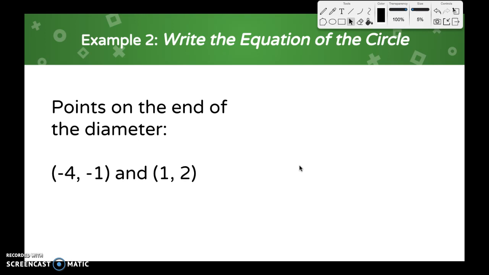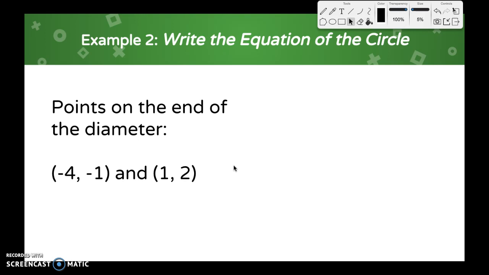So we have 2 points, and this time, we don't know where the center is. So in order to find the center, we're going to have to do a little bit more work. We're given a diameter and those 2 points. So the question is, how do we find the center? Remember, the center is equidistant from every point on the circle.